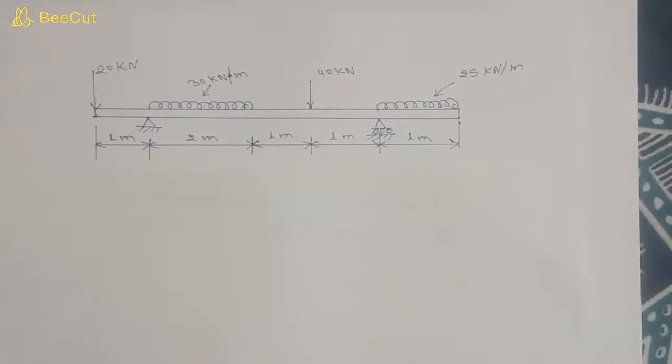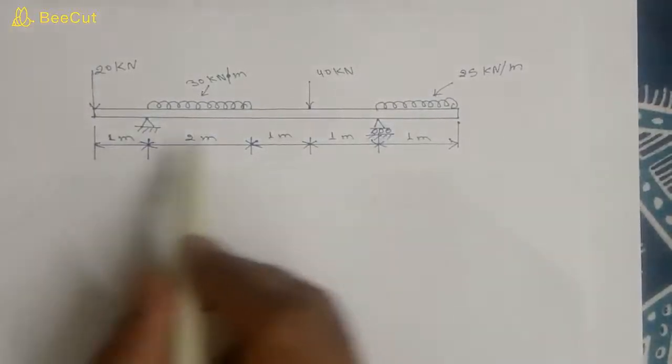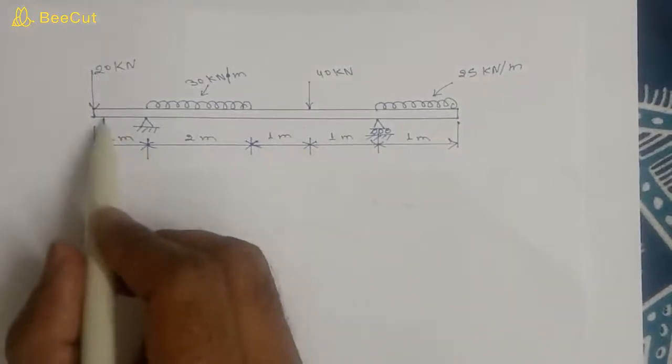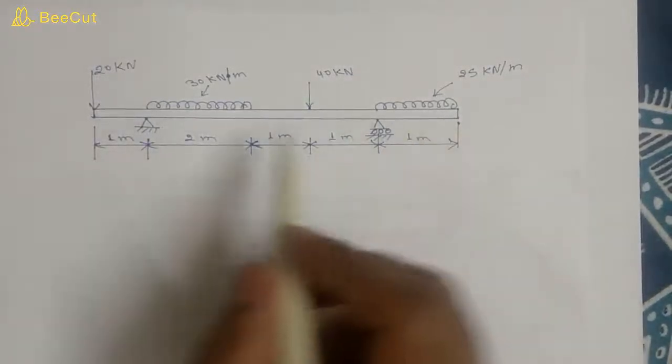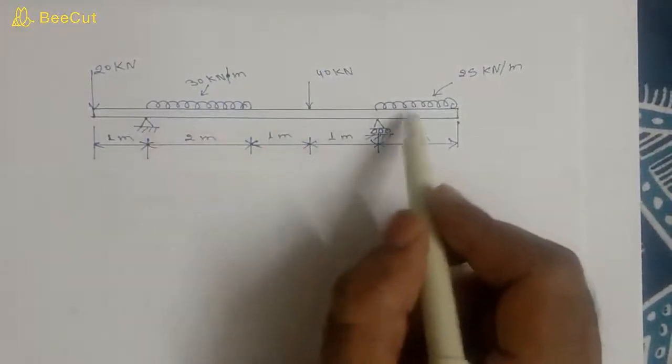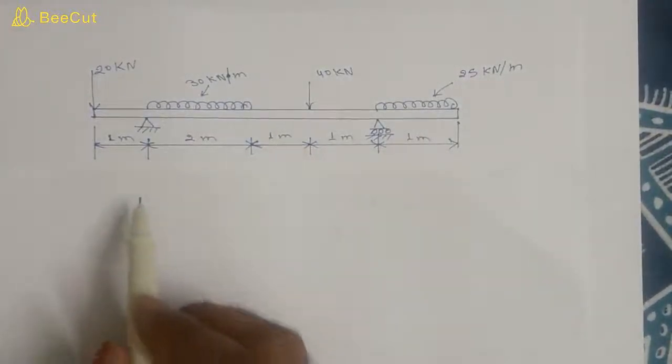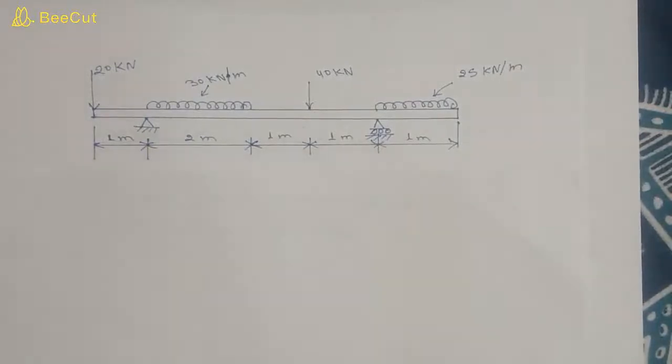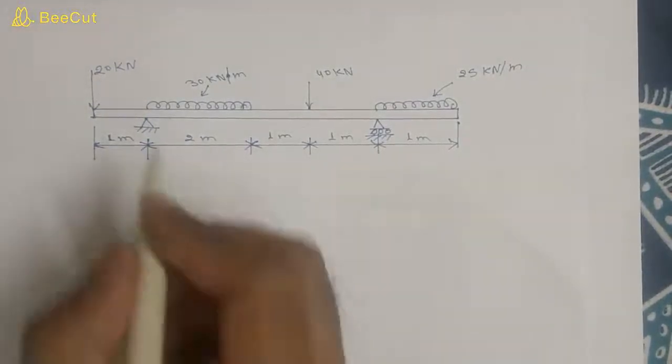Friends, in this video we will draw the shear force diagram and bending moment diagram for this overhanging beam which is loaded with 2 point loads and two uniformly distributed loads. So this is a hinge joint and this is a roller joint. So first of all we will determine the reactions.